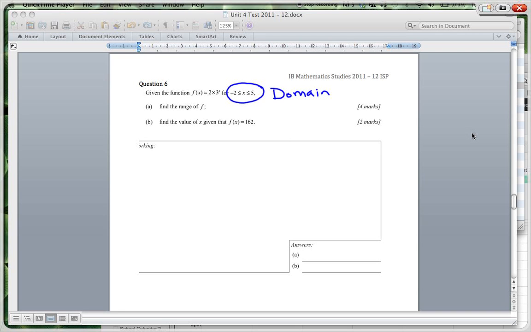Now, we've got to find out from where to where on the y. To do that, basically, we just put in our extremities of our x into this equation, and it will give us our from where to where on the y. So all I do is substitute into this. I find f(-2), and that will give me my starting point. So it's going to be 2 × 3^(-2). And I find my f(5).